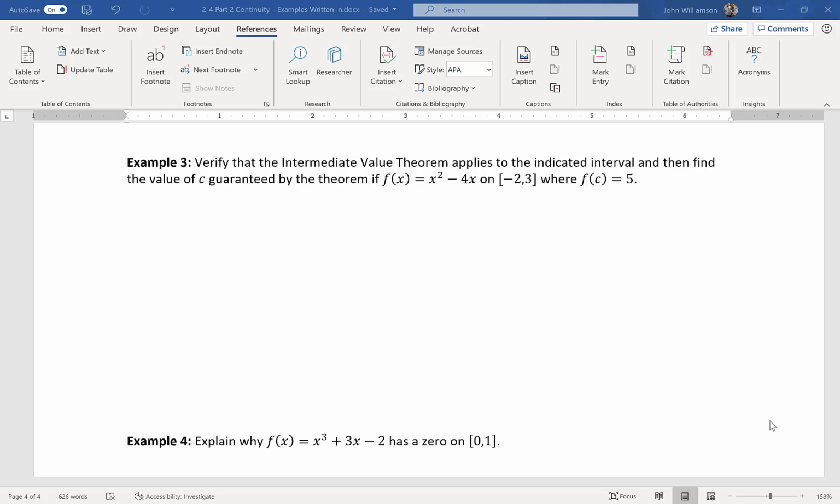All right, now let's look at a couple examples using the intermediate value theorem. So remember, the intermediate value theorem tells us that provided the function is continuous on the interval given and the f of the endpoints of that closed interval are different, then f is going to take on all of those values in between those endpoint values.